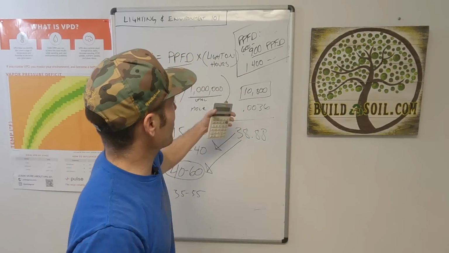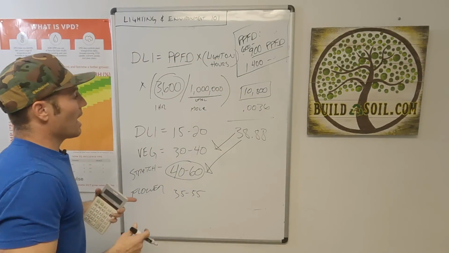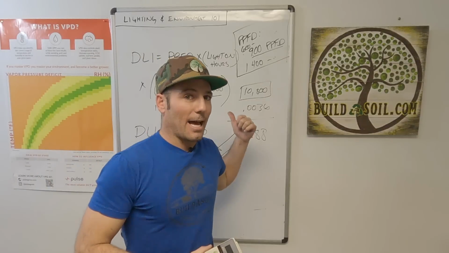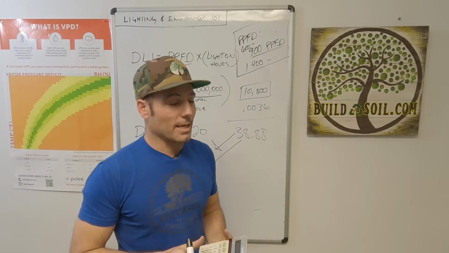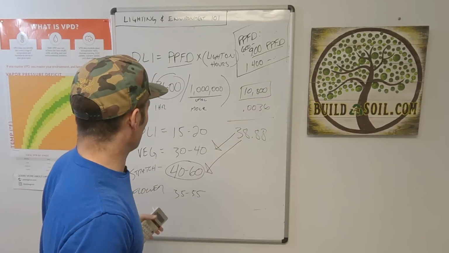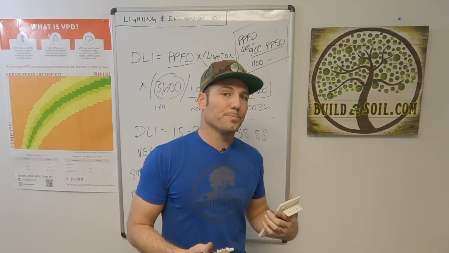And then you can plug your own numbers into this formula and run it. Otherwise, it's really easy to just find a DLI calculator, tell it the number of hours you're running your light and how powerful your light is, and it'll just do that math really quickly for you. But I think now we've driven it all home.